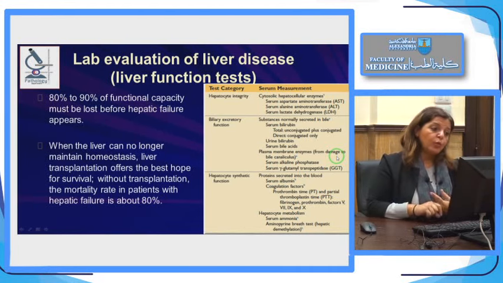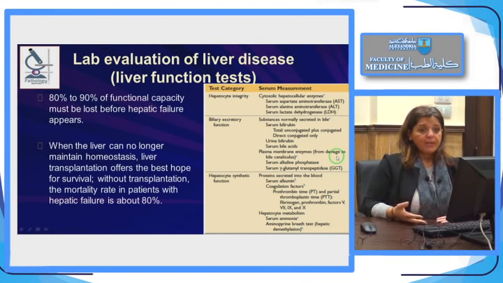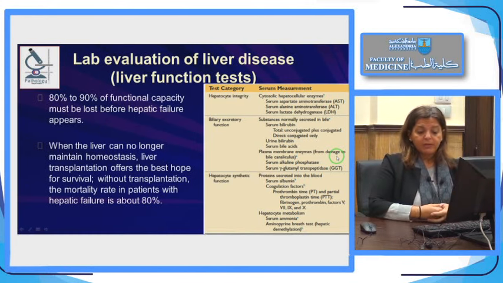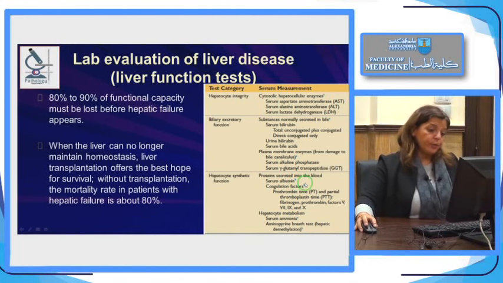The third thing that we do to measure liver function is the synthetic function of the liver. The liver cells normally synthesize some proteins and factors like the serum albumin. So if the serum albumin is low, then the liver cells are not performing their functions. So the serum albumin is a measure of the liver synthetic function.